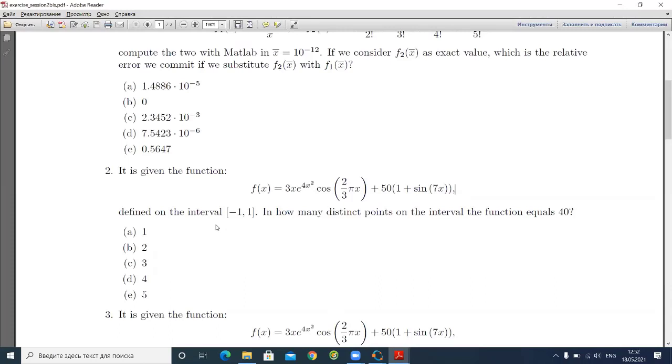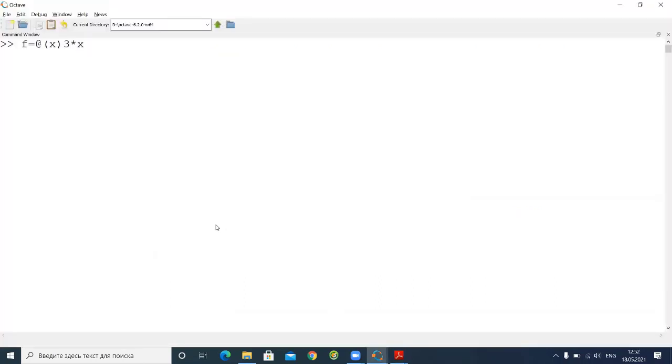New function f, defined at x, it is 3x e to the power of 4x squared times cosine. Okay, so 3x and exp of 4x squared. Why do we put a dot here? Because now we have vectors. And dot cosine 2 over 3 times pi times x, and plus 51 plus sine 7x plus 50 times 1 plus sine 7x. I think now it's correct.